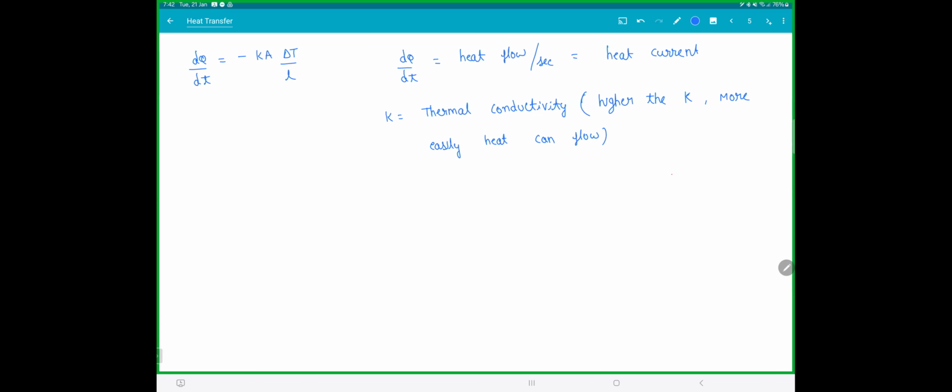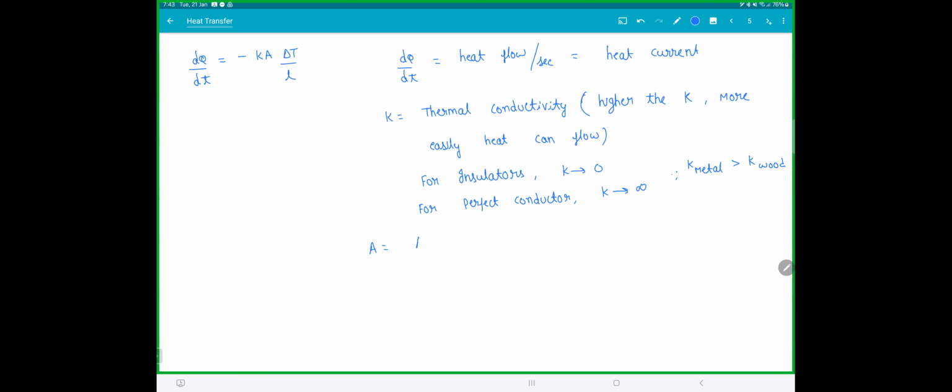So it depends on the nature of the material. If you take insulators, can insulators transfer the heat easily? So K tends to 0. They have a very low conductivity. For conductors, like if it's a perfect conductor, K is infinity. So the conductivity of metals is greater than the conductivity of wood. So that is the meaning of K.